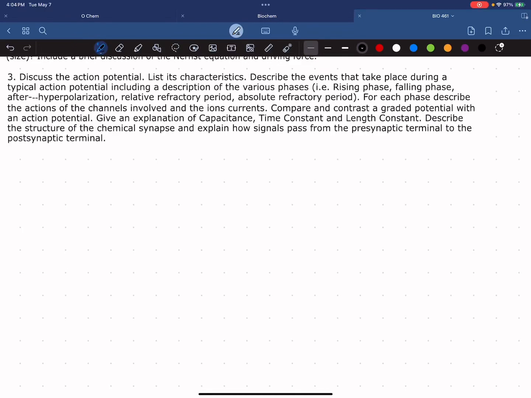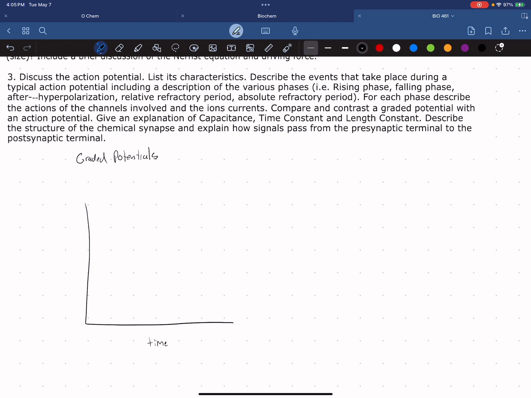Okay, so for this question, it is asking about action potentials and graded potentials. And so, given the fact that graded potentials precede action potentials, I want to start by talking about graded potentials. So, what I will do first is draw a graph, which would be the best way to describe these potentials.